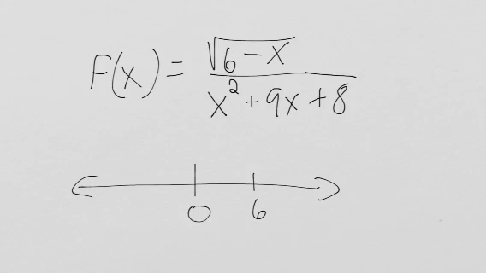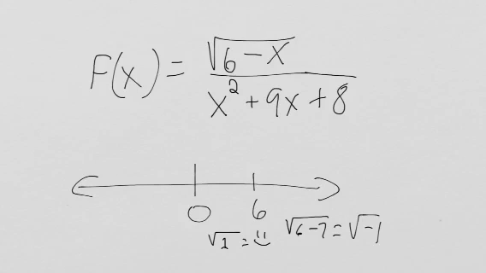We need to decide: can we go bigger than 6, or do we have to plug in numbers smaller than 6? We can try to plug in a number bigger than 6, like 7. And 6 minus 7 will give us the square root of negative 1. That's not okay. And if we plug in any number bigger than 6, we're going to have that same result. Really quick, we can check 5. The square root of 6 minus 5 is going to give us the square root of 1, and that is okay. That's equal to 1.